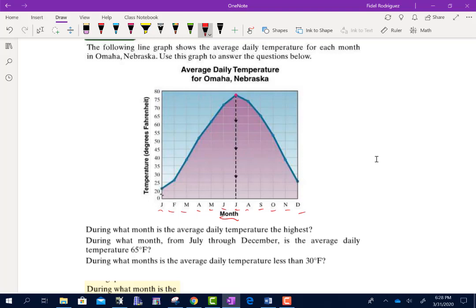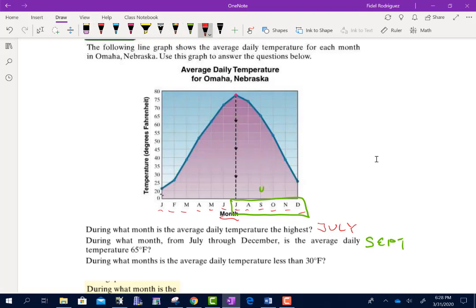During what month is the average daily temperature the highest? That would be July. From July through December, they're asking me to look at these months here. Is the average daily temperature about 65 degrees? So I'm going to scroll this way, 65 degrees, but this is the one we want to use. So that would be September.